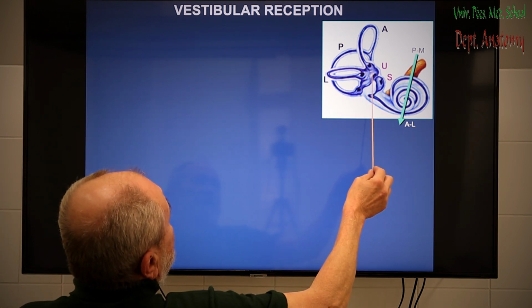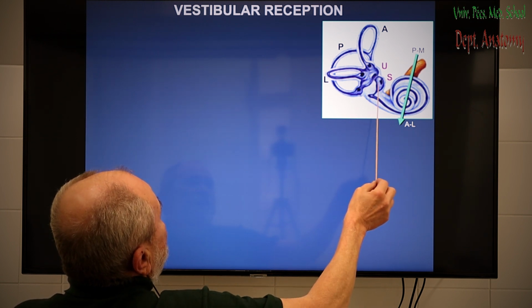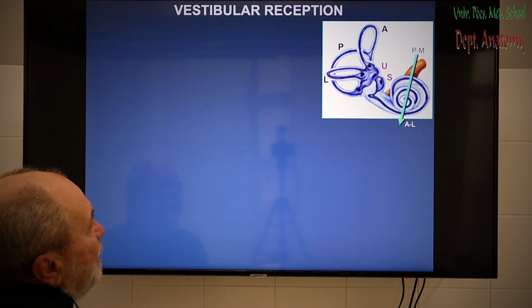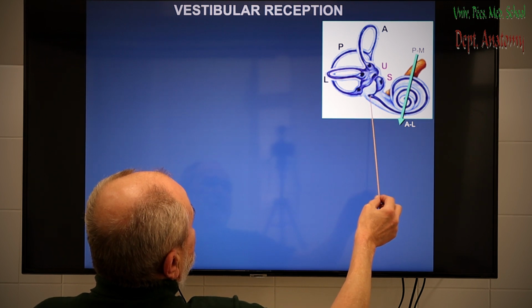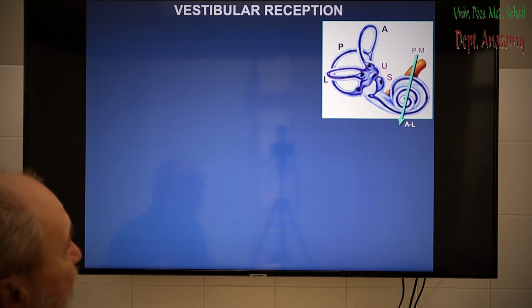The ducts are connected with the utricle. This is connected with the saccule. These are occupying the vestibule of the bony inner ear, the bony labyrinth, and connected with the saccule is the cochlear duct, which turns up in the cochlea. These are the things to be recognized at first.